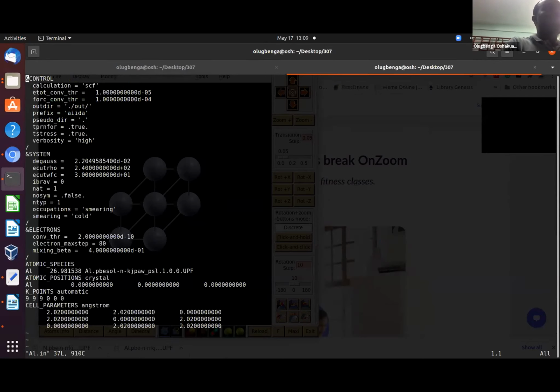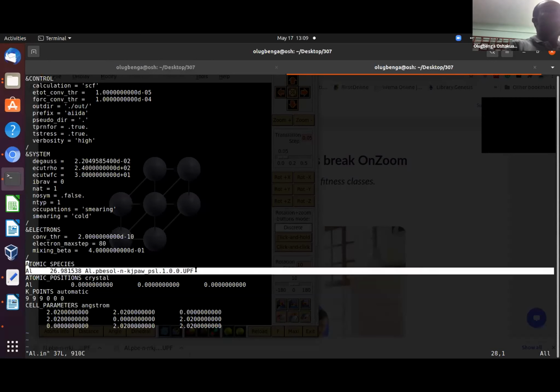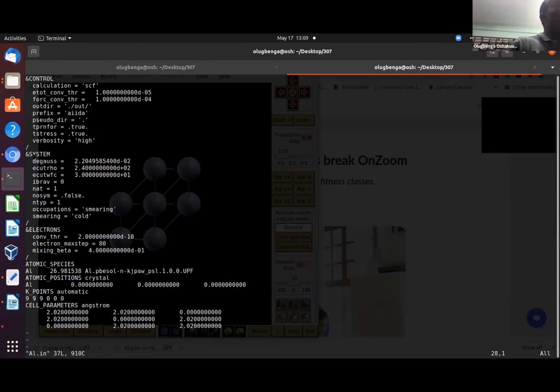Yes, I am. So before then, this is a Quantum Espresso code. It is used in understanding the nature of materials at the atomic scale. And what I have there is aluminium. This is what should interest you.